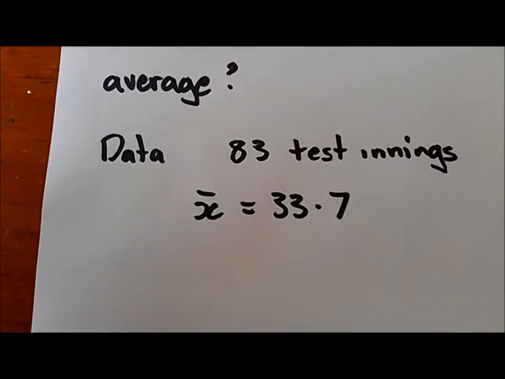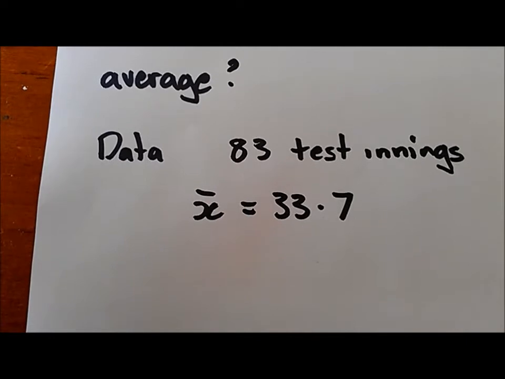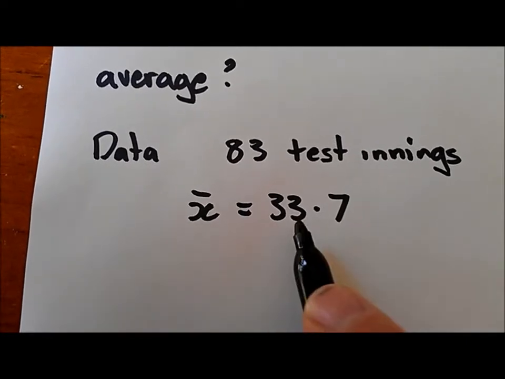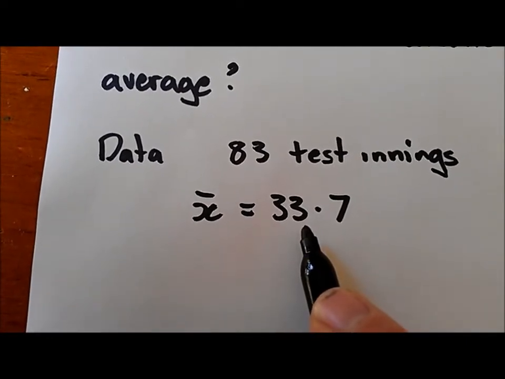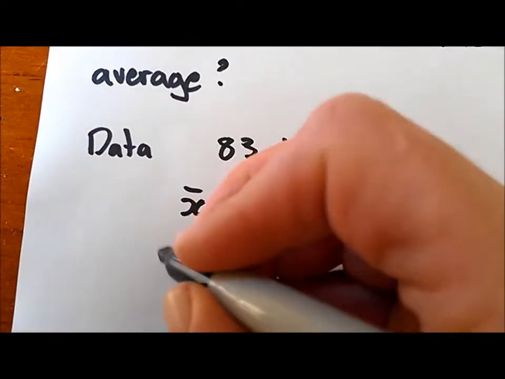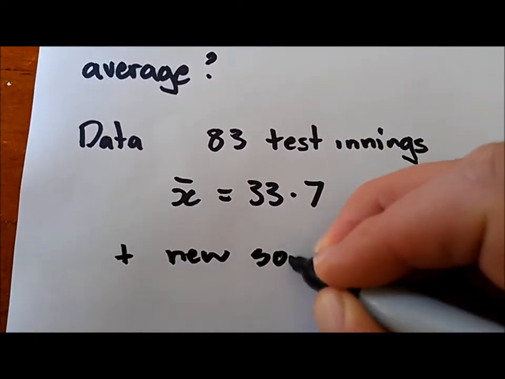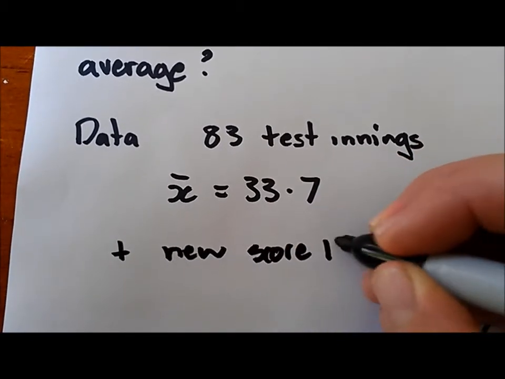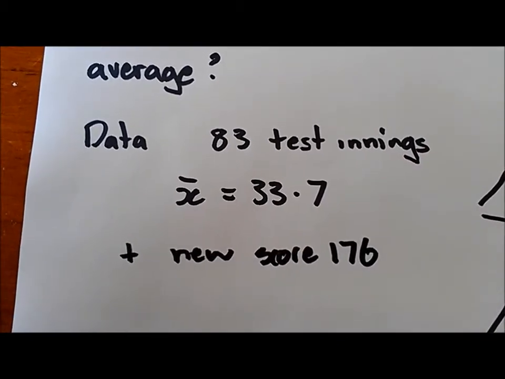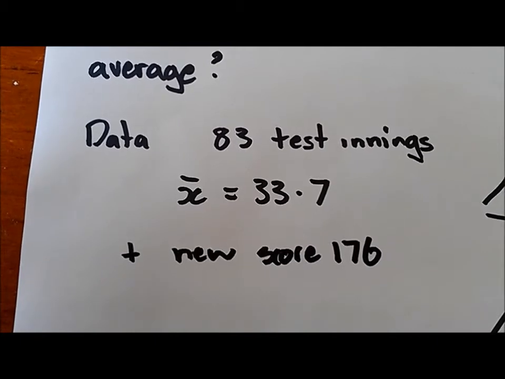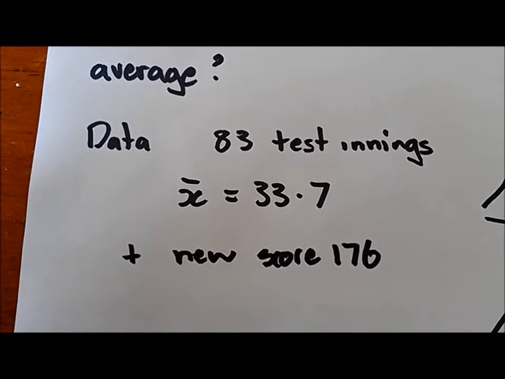So I've gone back through the data and I found out that previously there had been 83 Test innings. The average that we'd worked out was 33.7. Now this is a new innings, and his new score that we have to add on was 176. Now these are just dealing with different problems involving the mean.